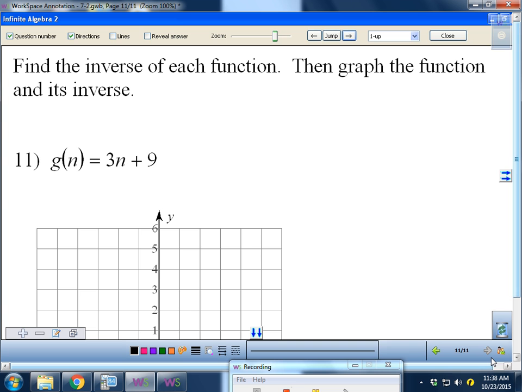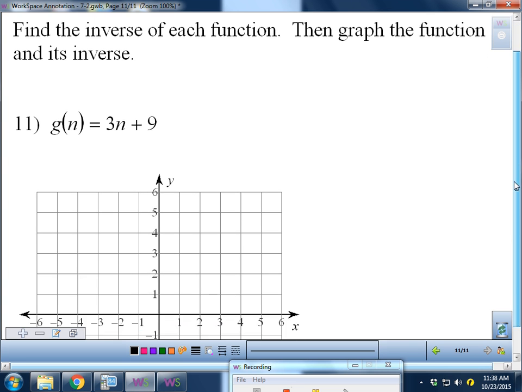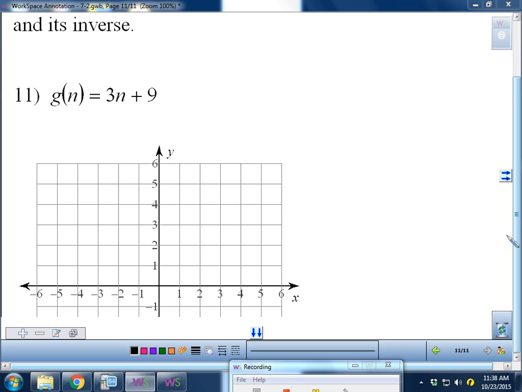I don't know why this graph is on here. I don't want to graph it. Okay? I don't think I want to graph it. Here we go. So I'm going to do this out to the side.